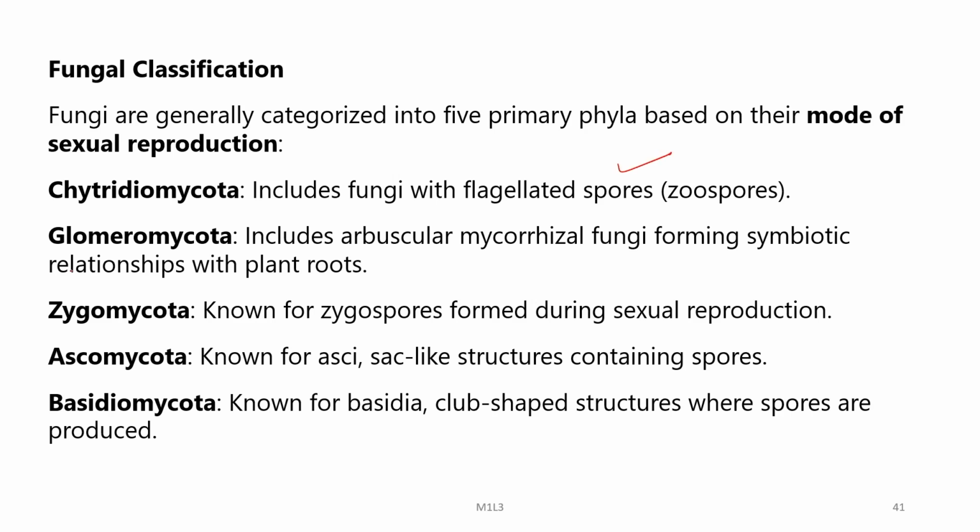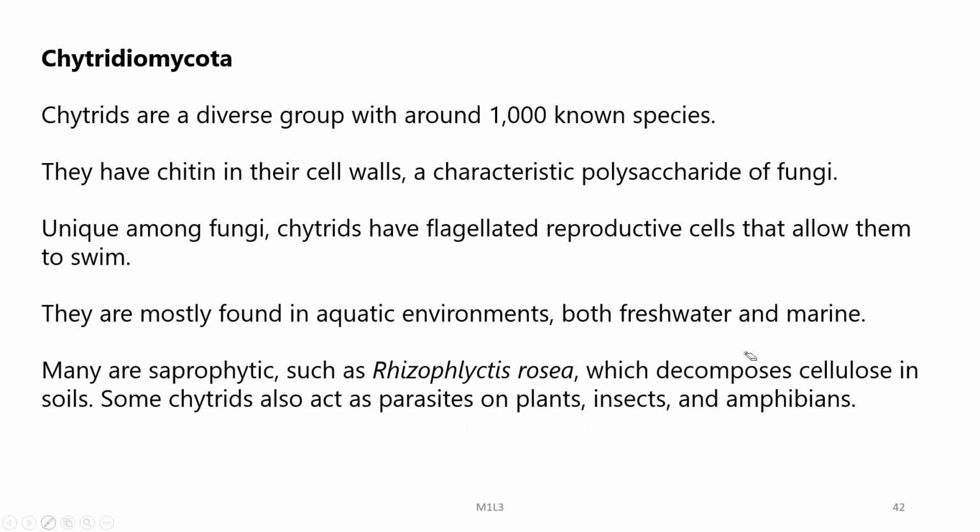Then you have Glomeromycota that includes arbuscular mycorrhizal fungi forming symbiotic relationship with plant roots. Then you have Zygomycota, which are known for producing zygospores during sexual reproduction. And we have Ascomycota, known for asci, sac-like structures that contain spores. Then you have Basidiomycota, known for basidia, which are club-shaped structures where spores are produced. Let us discuss these in a little bit detail.